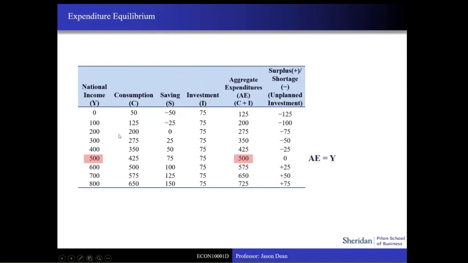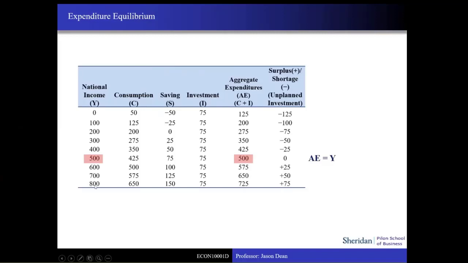So in this economy, if the production was 200, the consumption would be 200, savings would be 0. We actually have investment that's positive. So our overall aggregate expenditures is higher than our national income. Then we would have a negative unplanned investment, so we can think of our inventories as being depleted.